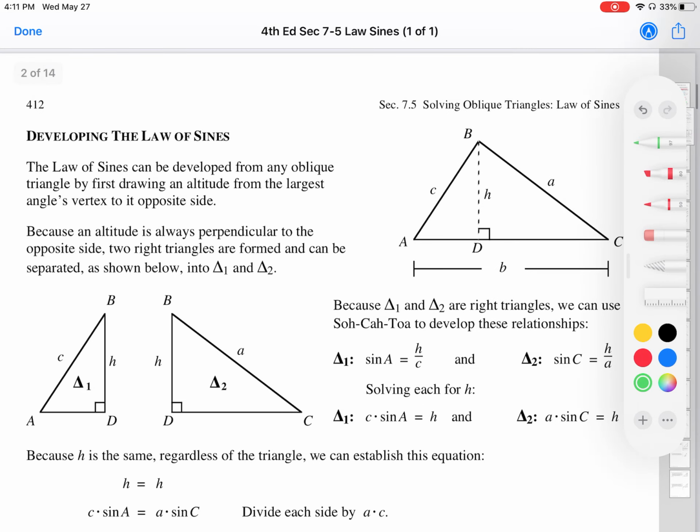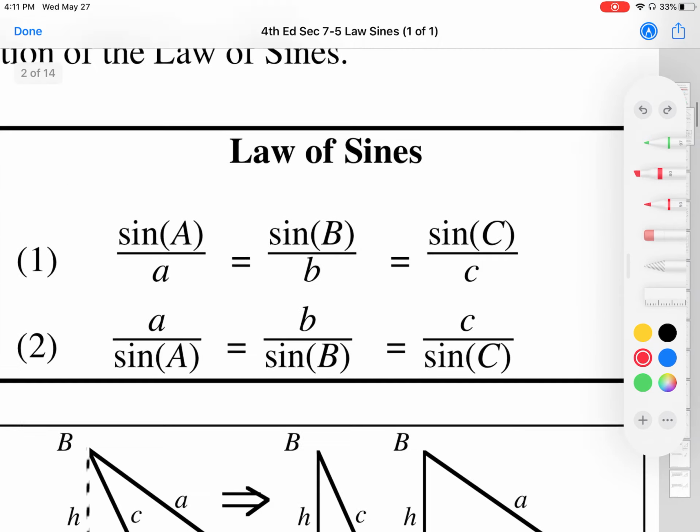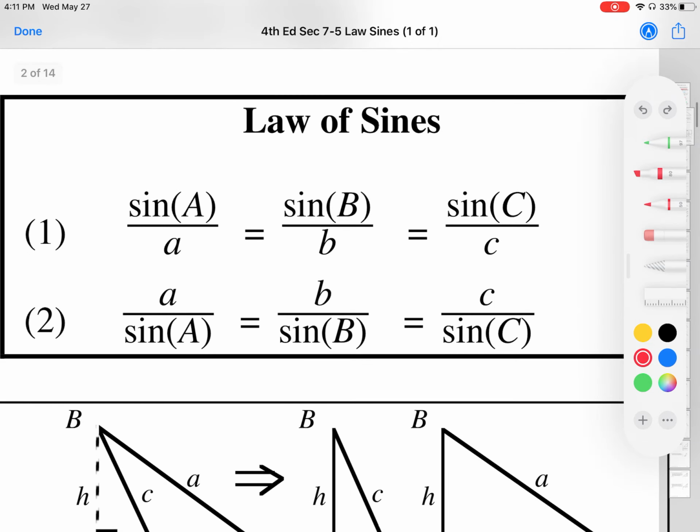Here, we're going to develop the law of sines. Now, I won't go through this proof with you, but you can read it on your own. So we're going to take the law of sines as given. These are your law of sines. They're pretty easy to develop or memorize.